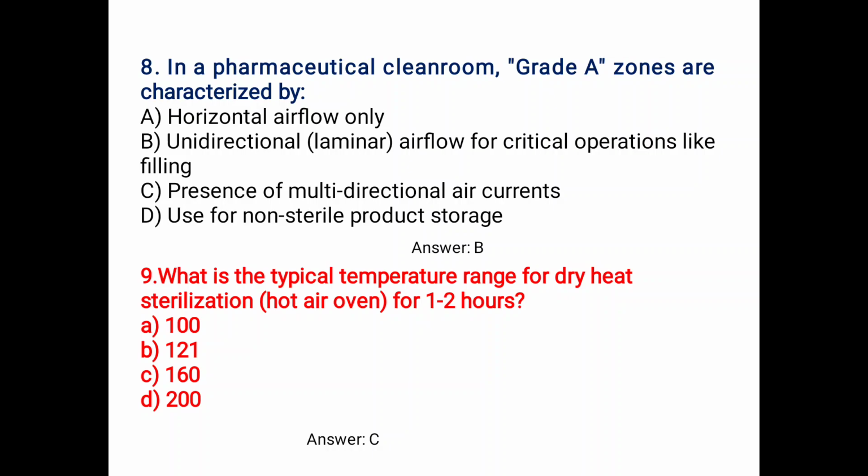Next, what is the typical temperature range for dry heat sterilization for 1 to 2 hours? A. 100 degrees Celsius, B. 120 degrees Celsius, C. 160 degrees Celsius, and D. 200 degrees Celsius. So C is the correct answer, 160 degrees Celsius.